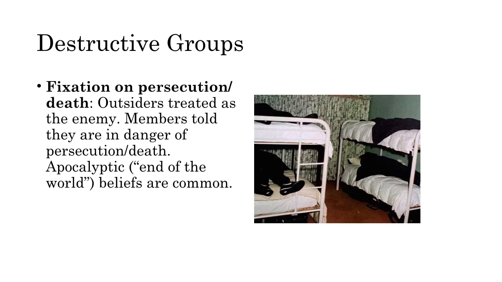One thing that tends to set destructive groups apart from normal total institutions is a fixation on persecution and death. All outsiders are treated as the enemy, even when they're former friends or family members. Members are told they're being persecuted or in danger of being killed by outsiders, by authorities, police, or the government. And apocalyptic or end-of-the-world beliefs are very common.